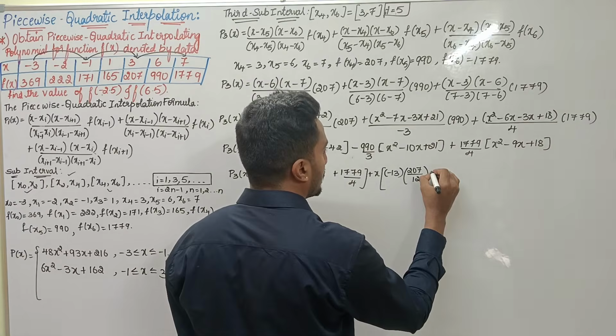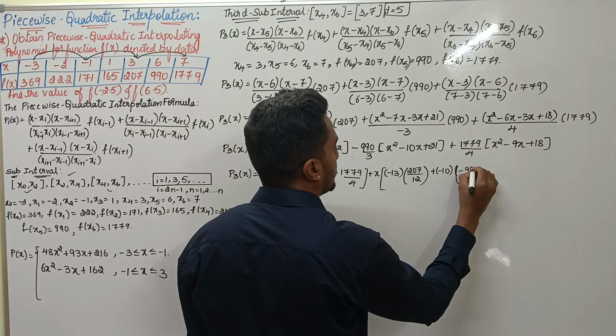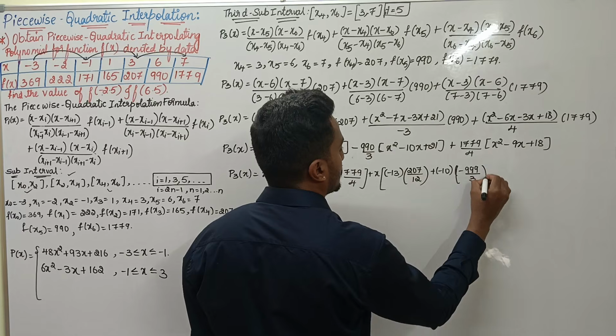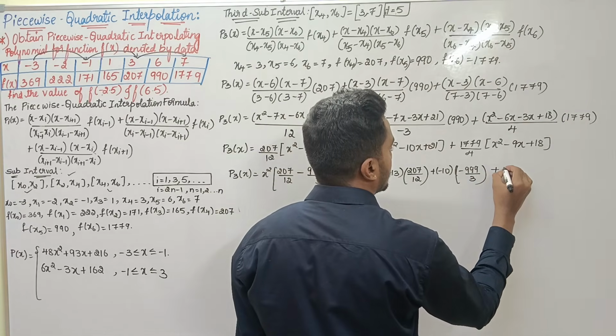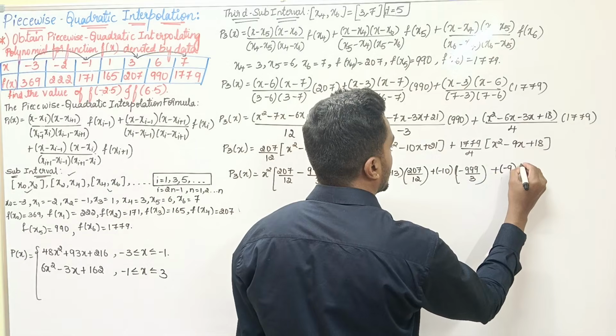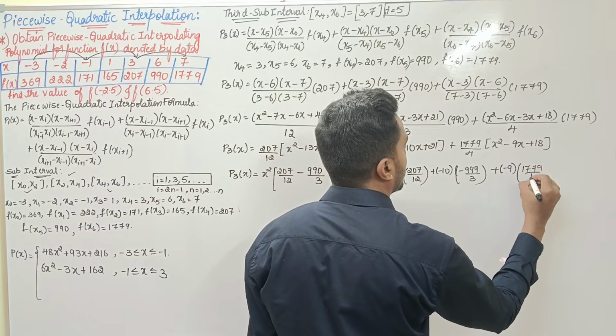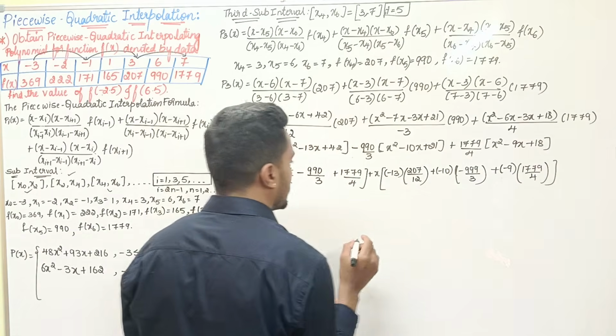Next, plus minus 10 into minus 990 divided by 3. The last, plus 9, okay, not 9, minus 9, since I have minus 9 into 1779 divided by 4. Done with the x variable.